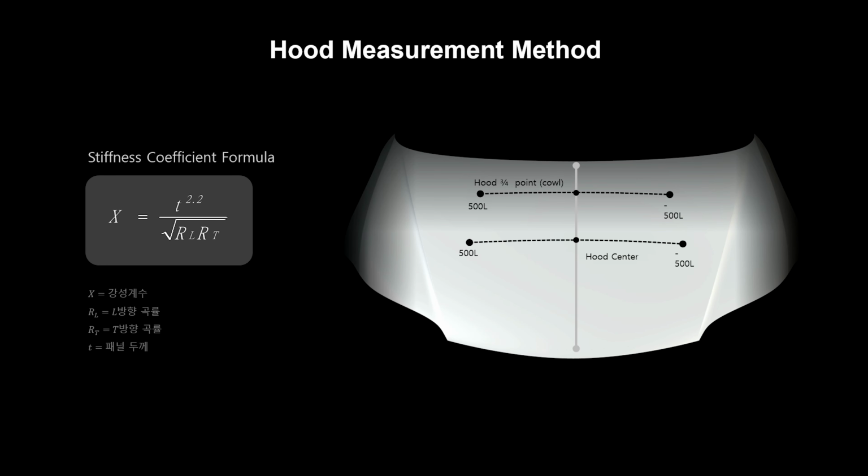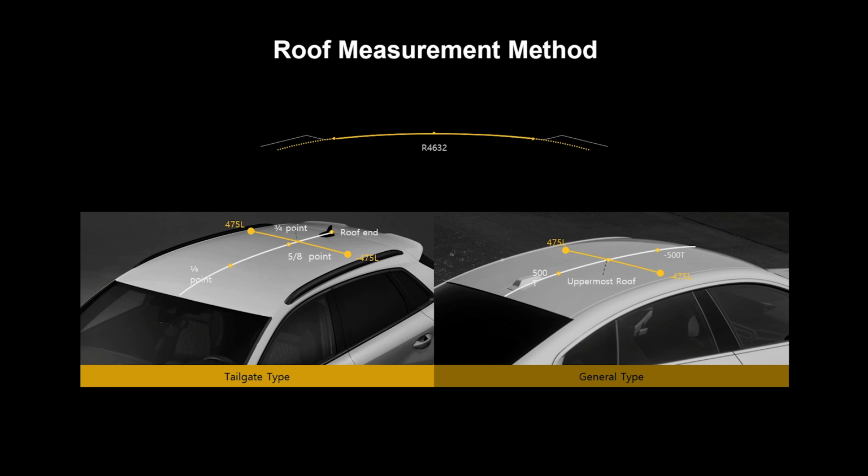So how do we check stiffness in Alias? It starts with a few reference points on the hood: 500L, the cowl point, and the zero line. We plug those into a stiffness formula that gives us a value based on curvature and geometry. It's the same for the roof, with slight variations depending on the roof type.